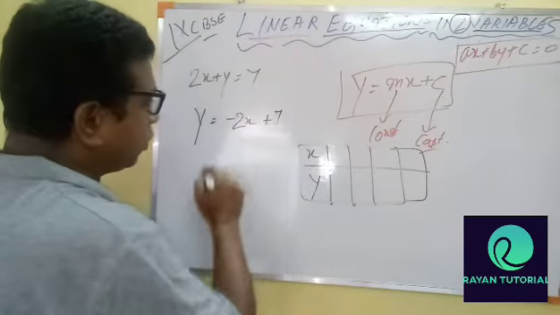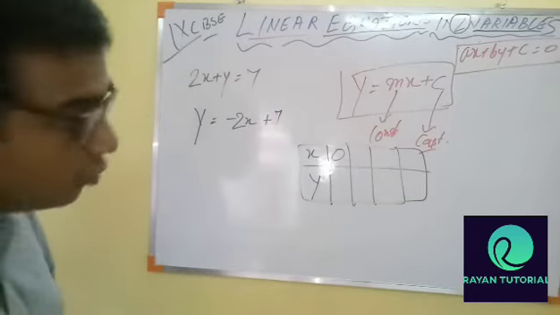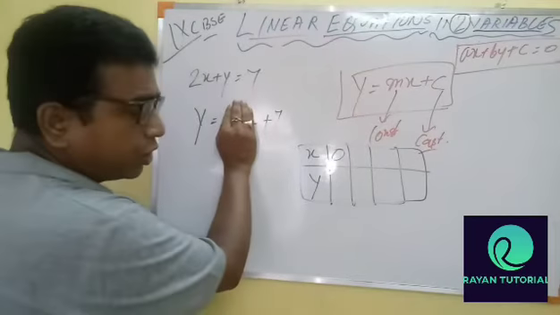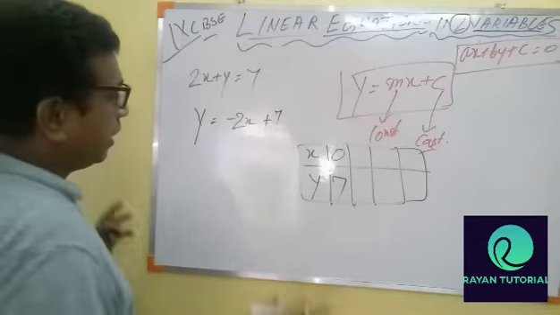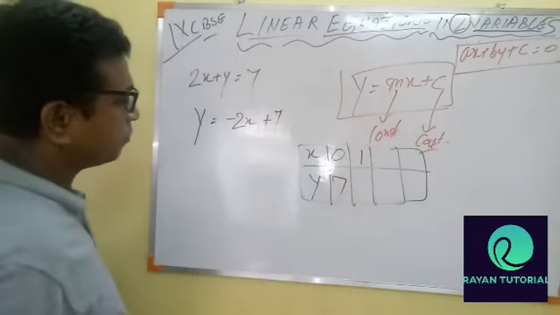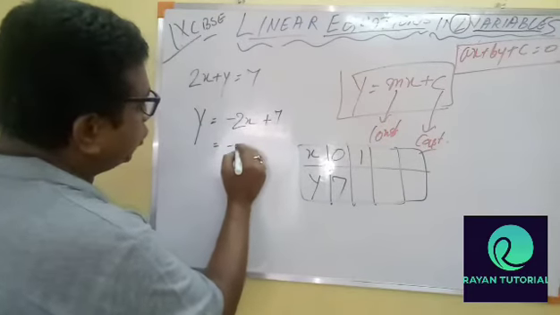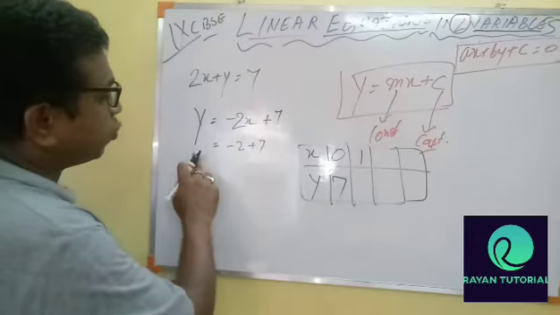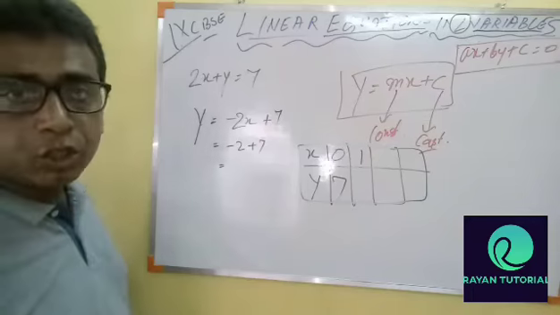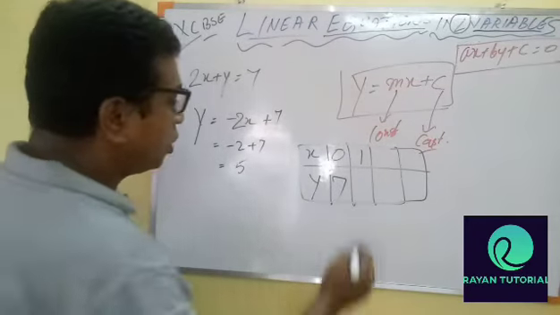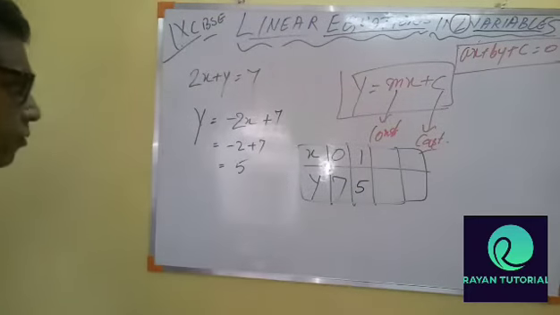First of all, put x equals to 0. Now if you put x equals to 0, what will be the value of y? This total becomes 0, so y will be equal to 7. Okay, now for x, put 1. If x equals to 1, this becomes minus 2 into 1, means minus 2. That means y is equal to minus 2 plus 7, which is plus 5. So if I put x equals to 1, y equals to 5.